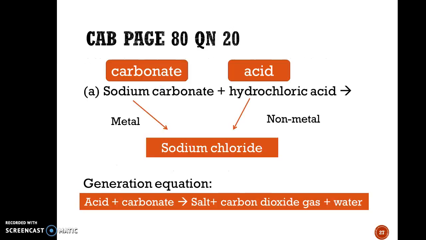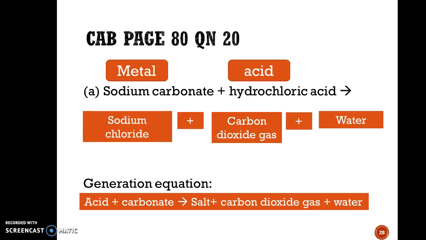Let's take a look. When sodium carbonate, which is the metal carbonate itself, reacts with hydrochloric acid, the naming of the salt will be sodium chloride, because sodium comes from the carbonate, and the hydrochloric acid gives you the name chloride. Therefore there's sodium chloride, carbon dioxide gas, and water. Can you copy this down on page 80, question 20A? Those of you who are done, please work on question 20B and 20C.